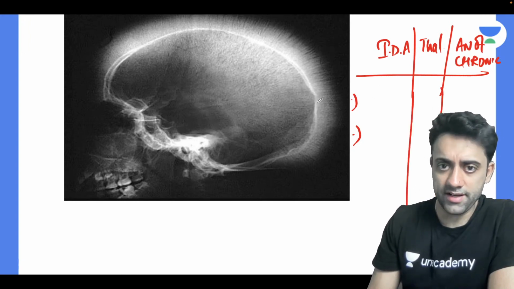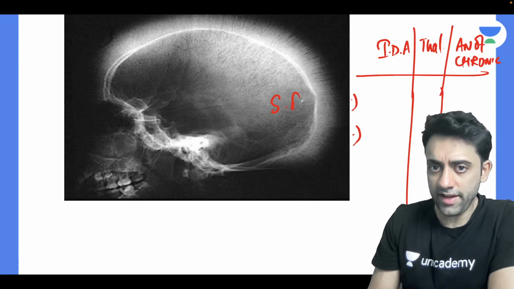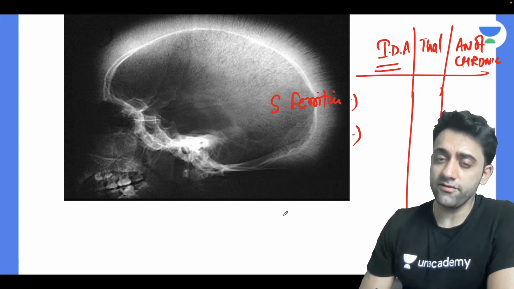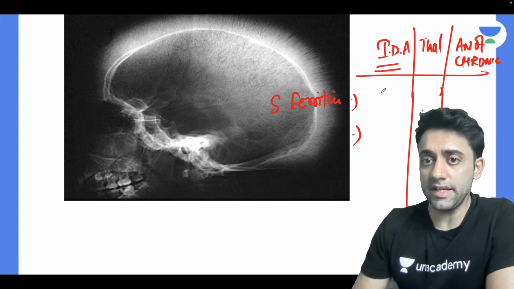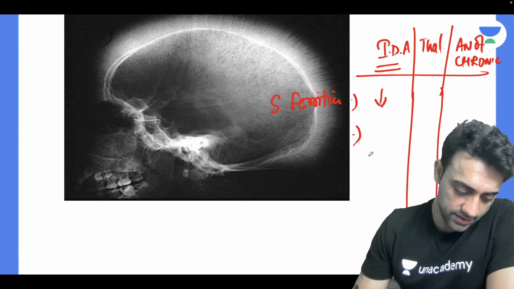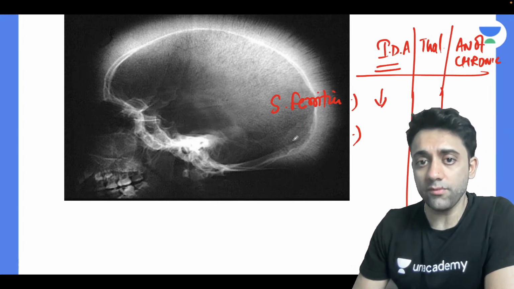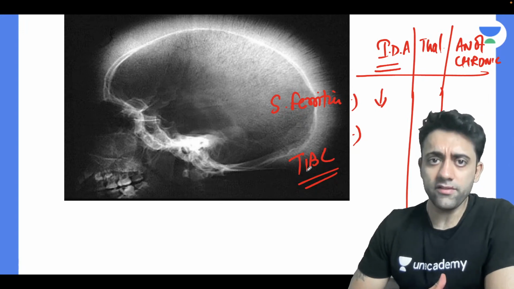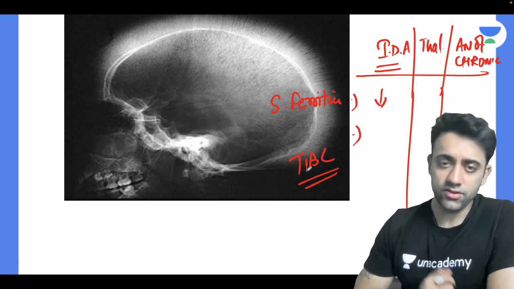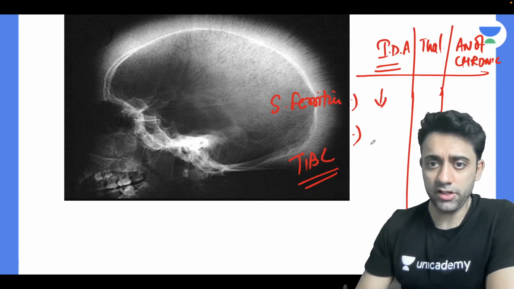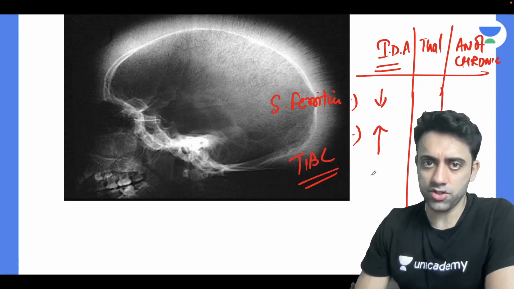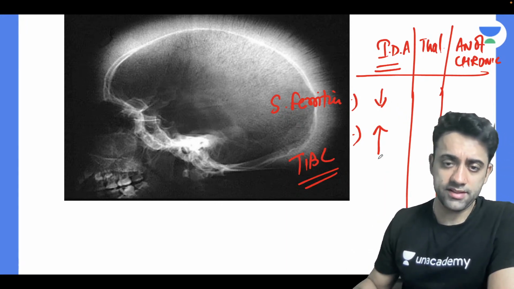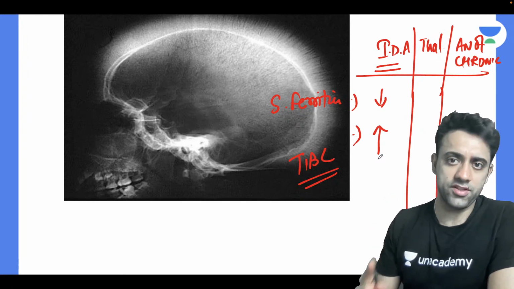If I talk about serum ferritin, what happens in a case of iron deficiency anemia? Do we have increased or decreased serum ferritin? Most importantly, there will be decreased serum ferritin in iron deficiency anemia. And what about total iron binding capacity? Once serum ferritin decreases, naturally the body increases the production of TIBC. In general, everyone knows that serum ferritin decreases and TIBC increases in iron deficiency anemia.